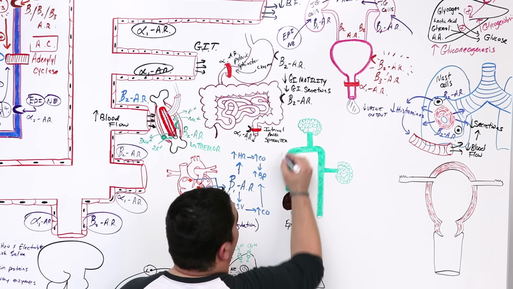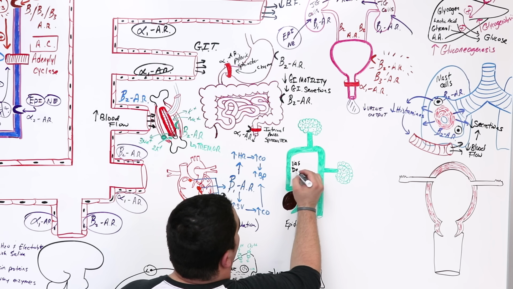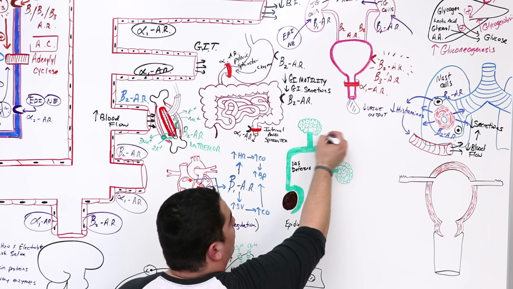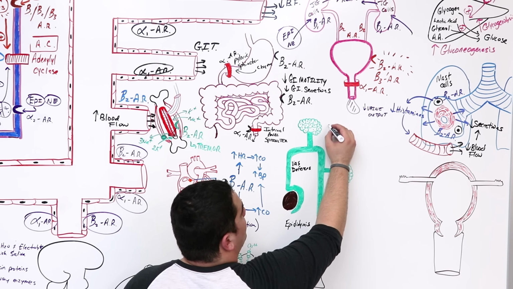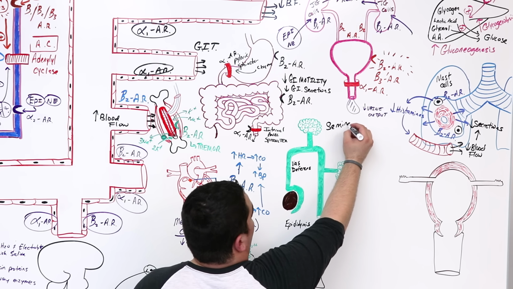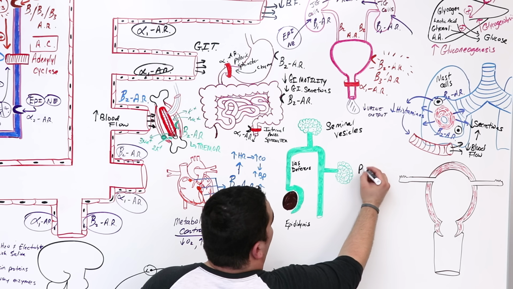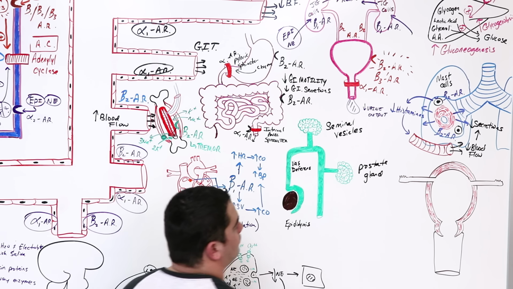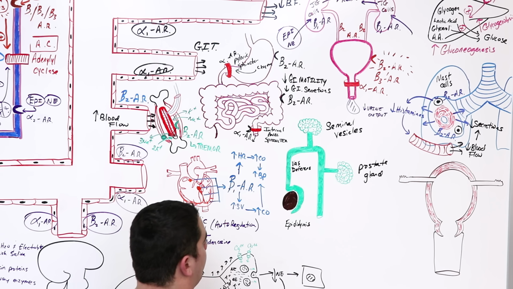So here we're going to call this the epididymis. Then we're going to have this tube which is going up, and this tube is called the vas deferens. Then we're going to have a vesicle here, which is making specifically different types of seminal fluid, and this is called your seminal vesicles. And then the other one is going to be your prostate gland. All of these structures are extremely important in the ejaculatory response.